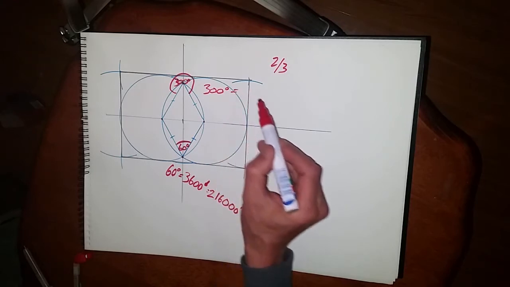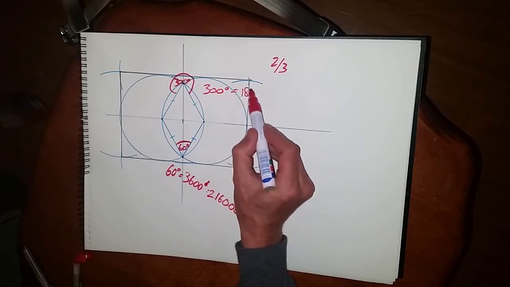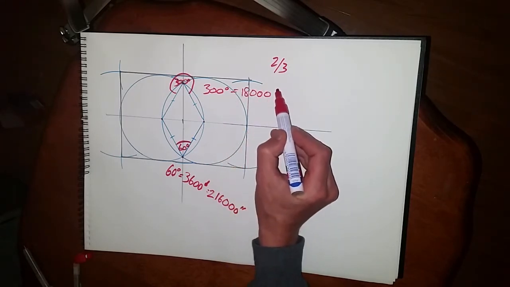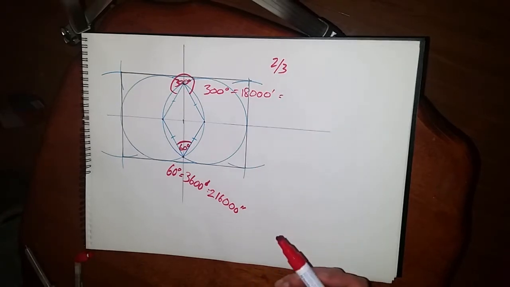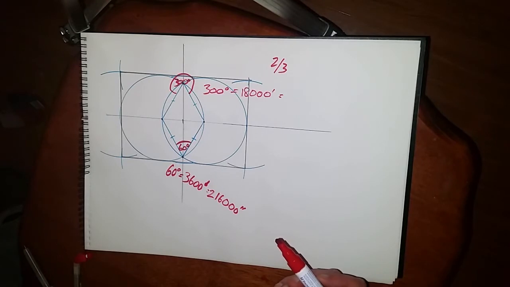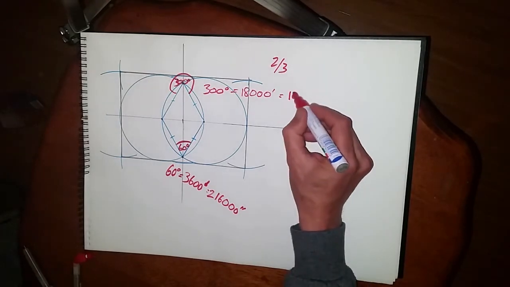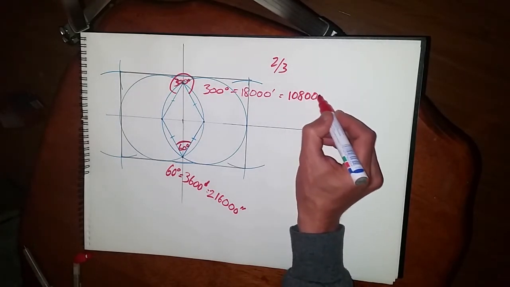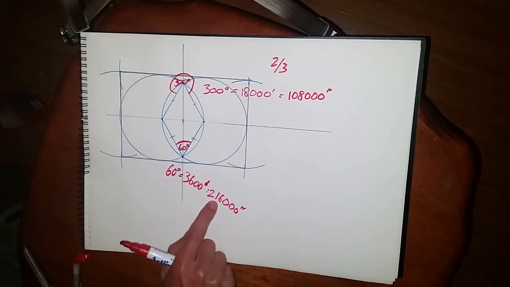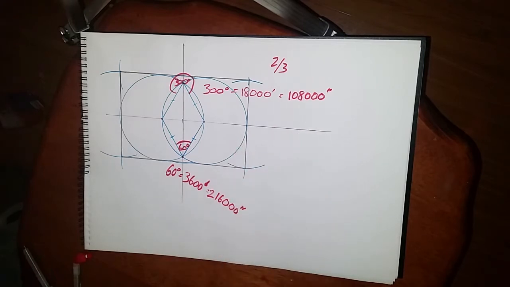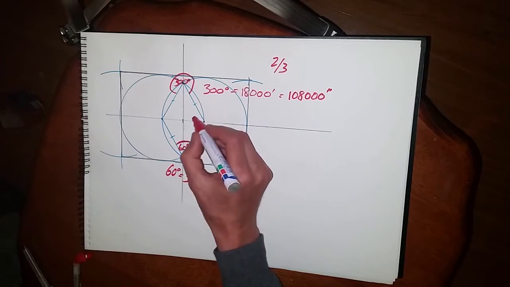300 degrees is 18,000 minutes, or 1,080,000 seconds. So we already get 216 and 108. These are, as we'll see, very important, very cool numbers as well.